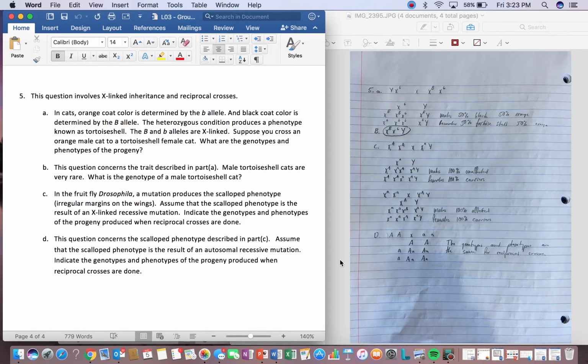Okay. In part C, we're dealing with the fruit fly Drosophila. A mutation produces a scallop phenotype, irregular margins on the wings. Assume that the scallop phenotype is the result of an X-linked recessive mutation. Indicate the genotypes and phenotypes of the progeny produced when reciprocal crosses are done. It's important to note that for reciprocal crosses, you're using a homozygous dominant in this case, since it is an X-linked recessive. So we have a homozygous dominant, and we make a cross with one that is affected, and then we get the results out.